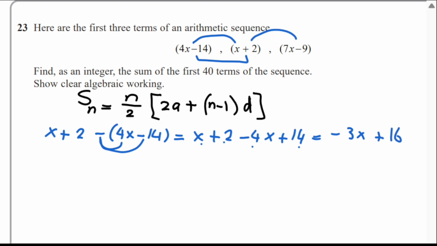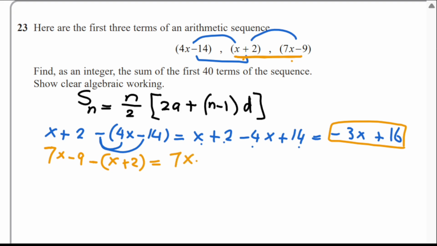Let's keep this here. It's important, so I'll just make a rectangle around it. Now, the difference here is also similar. So let's find the difference between these two. So this minus this. So 7x minus 9 minus x plus 2. So that equals, keep the 7x minus 9. Bring the negative inside. So it's going to be minus x minus 2. And that gives you 7x minus x, 6x, minus 9 minus 2 is minus 11.